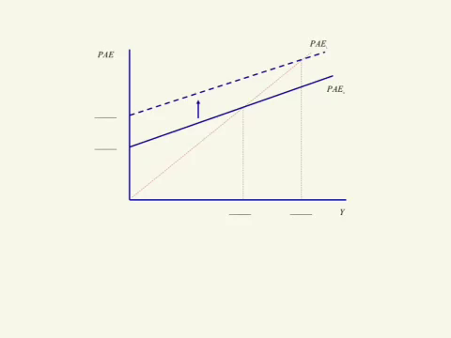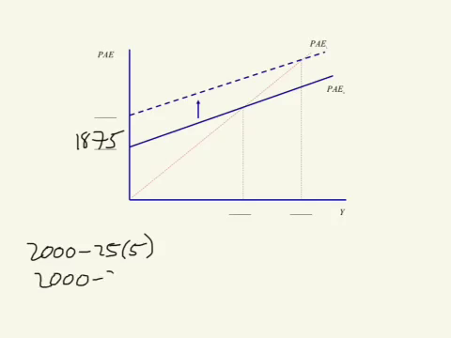Okay, now you're asked to graph that information. So the initial spending line had a vertical intercept of 1875. That was 2,000 minus 25 times the initial interest rate of 5%. That gives you the 1875. Then you're going to take 2,000 minus 25 times the new interest rate. That was 4%. And so that vertical intercept is 1,900.